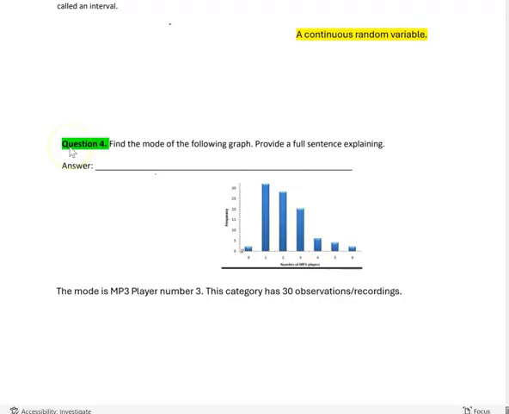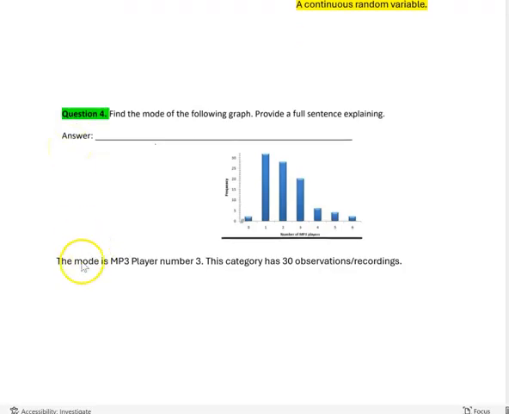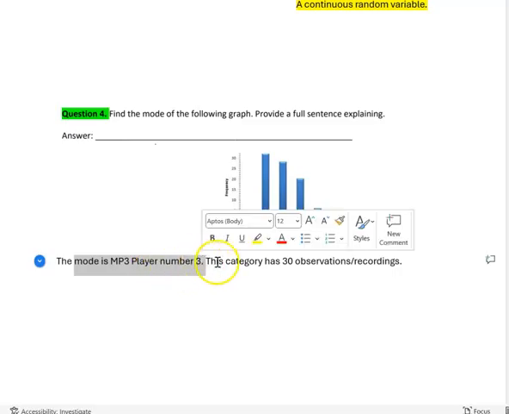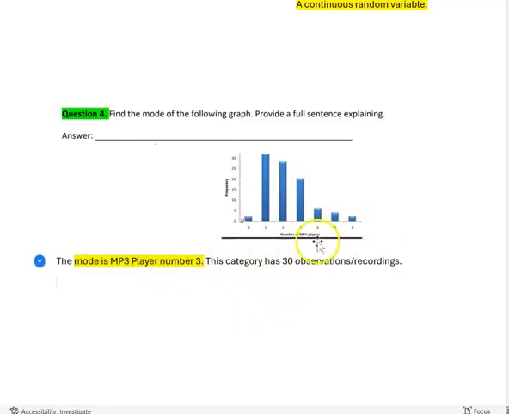Okay, so question number 4, when they talk about the mode, the mode is the actual item that appears with the most frequency. And in this case, we have categorical data. So they represent MP3 players. The one that has the most frequency is technically 30. So it'll be this one.